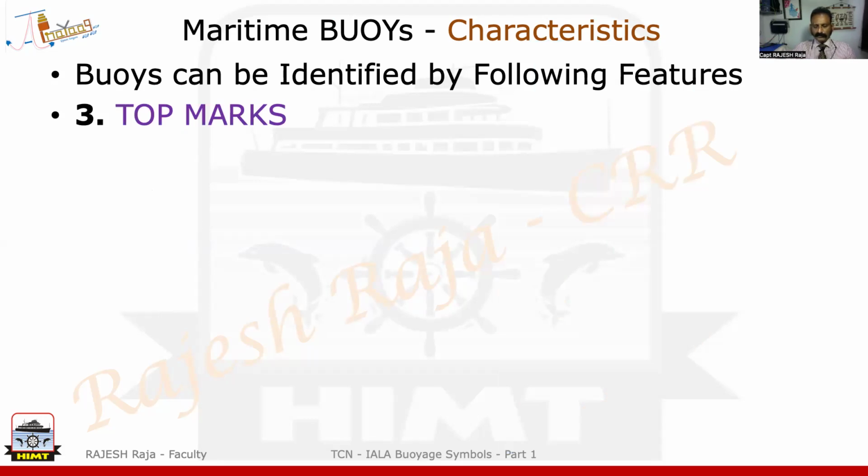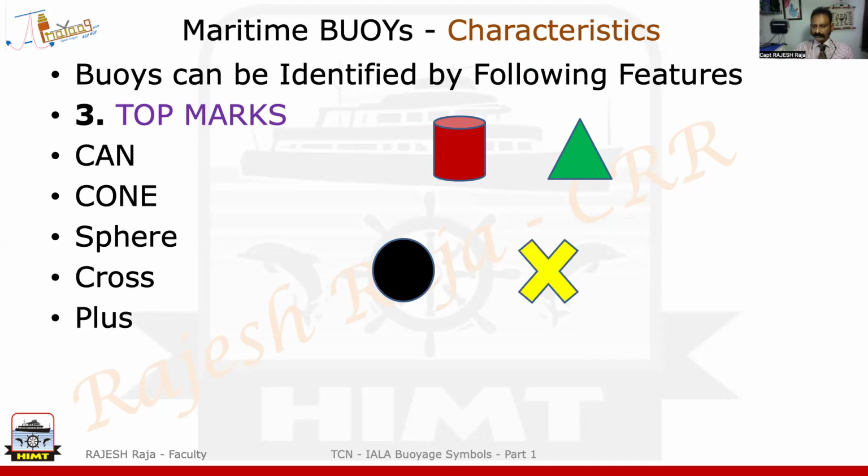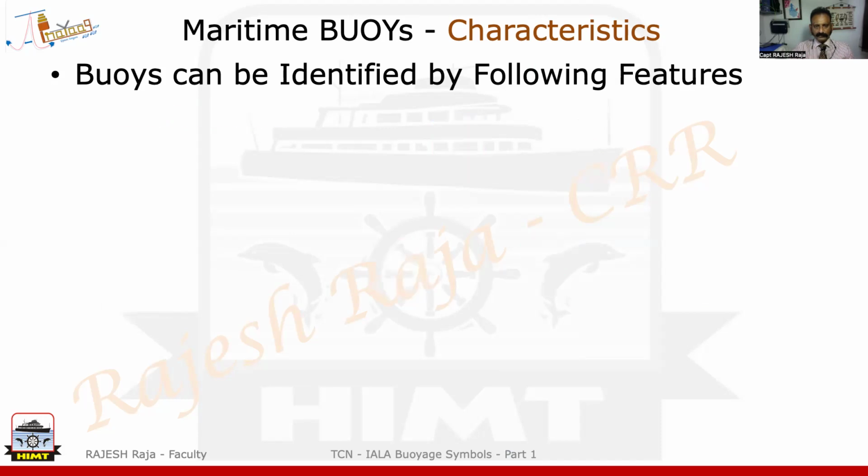Okay, let us look at the third one. A very important feature is your top marks. What can you have as a top mark? I can have a can or a canister top mark. It will look like this. I can have a cone. Then I can have a spear. Usually black spears are there. Then I can have a cross and a plus symbol also. So these are typically the five top marks you will find on the buoys. Colors can vary depending on the typical buoy. I'll talk about that later, but these are the general shapes of your top marks.